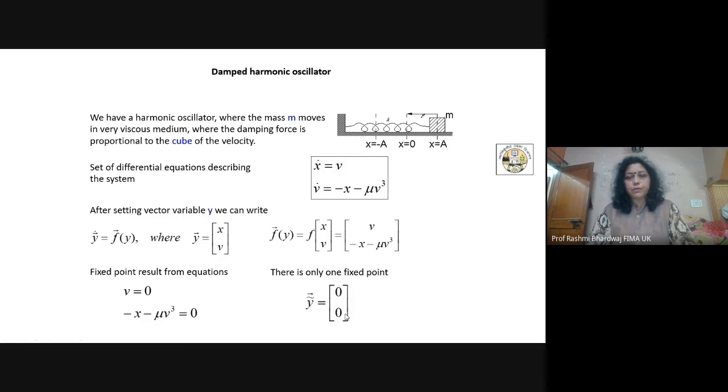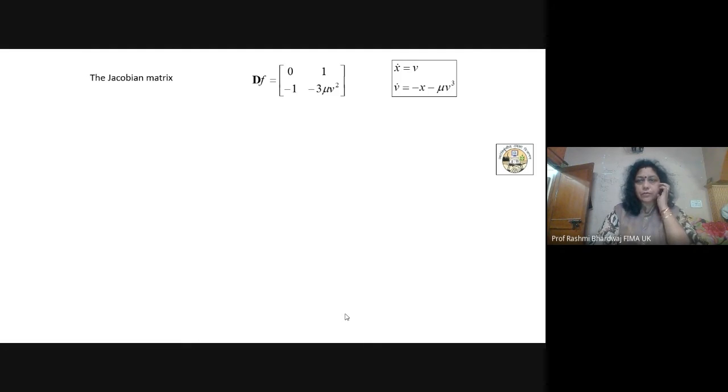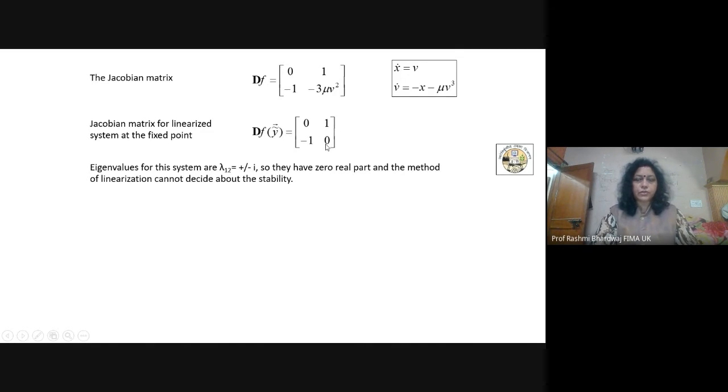Now if we use this point and try to find out the stability or instability of the system, and you find the Jacobian, it is 0 and 1, minus 1 and minus 3 mu v square. So at the point (0, 0), it is 0, 1, minus 1, and when you are putting v equal to 0, it is 0. If you solve it, what eigenvalues are you getting? Plus minus iota. So they have 0 real part, and the method of linearization cannot decide about the stability. So we have to move further.